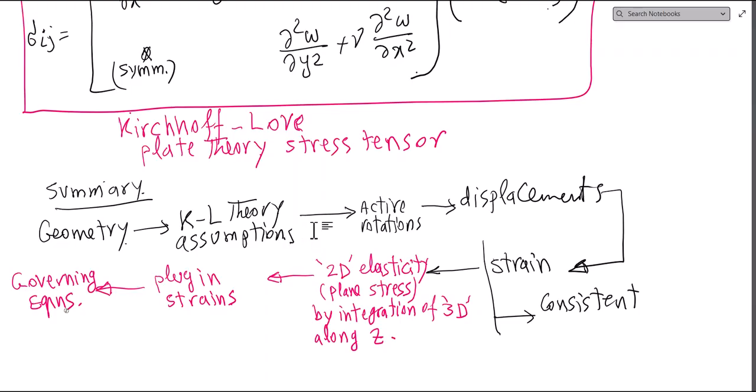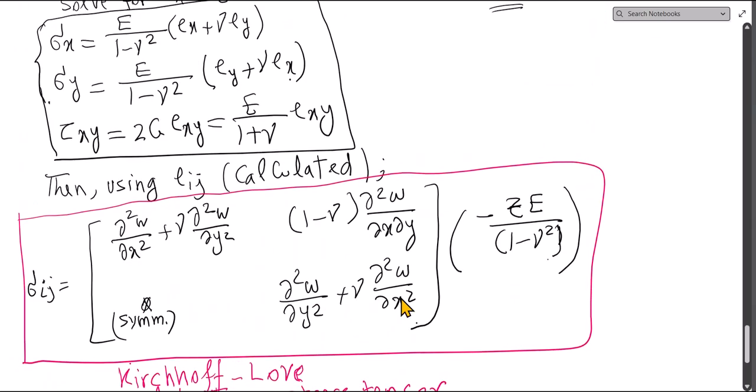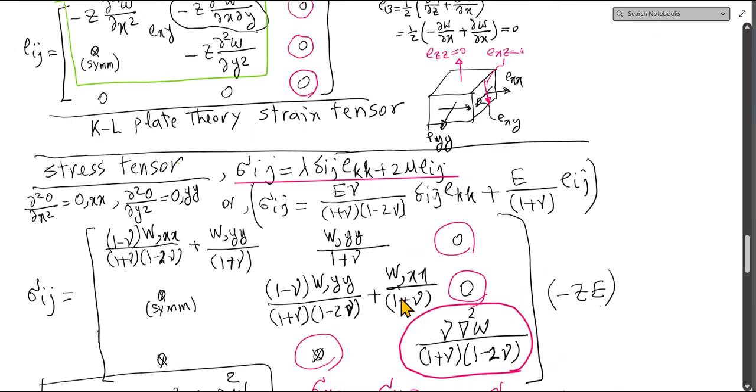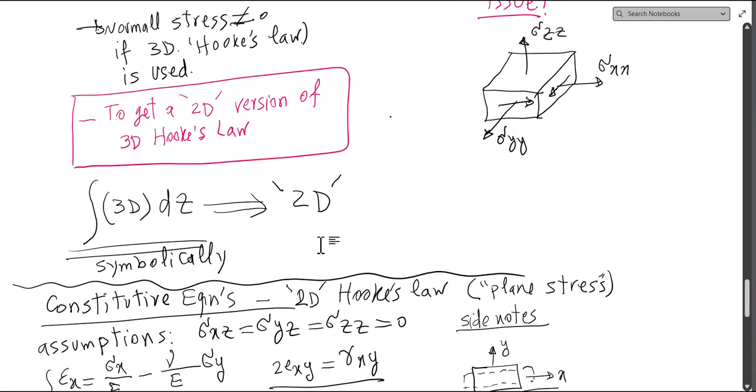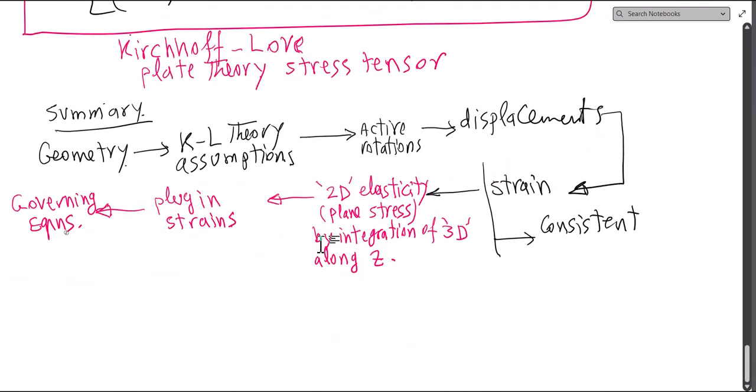That gave us some kinematics, and then we used active rotations very effectively to get to our displacement rigorously. And then we got our strain. And the strain, if you recall, the shear strains are 0, as well as the strain in the Z direction is 0. And then we needed to take care of the strain to stress relationship using Hooke's law.